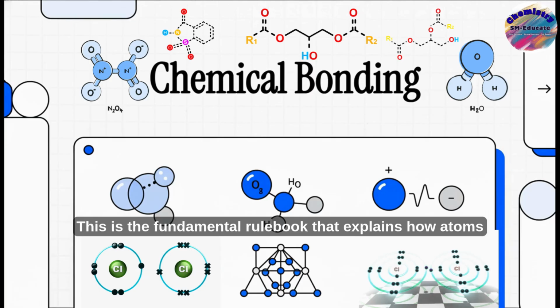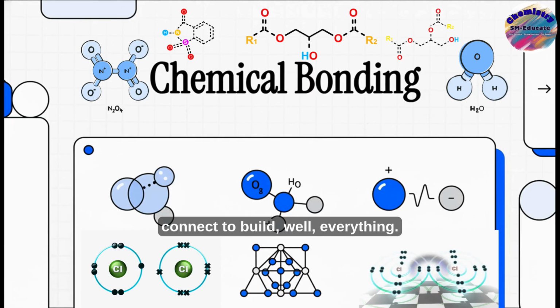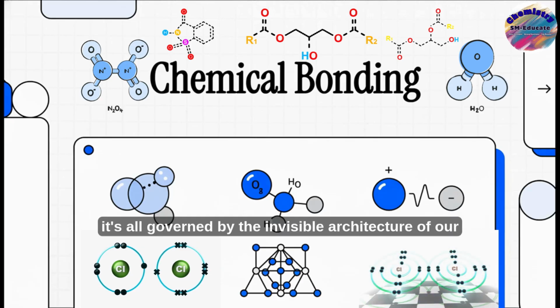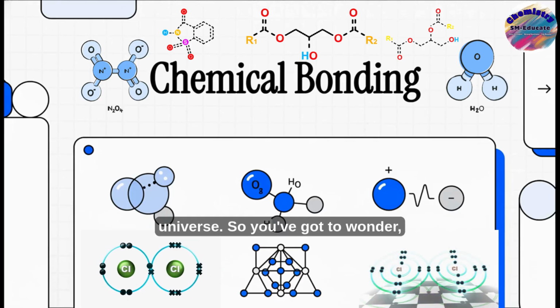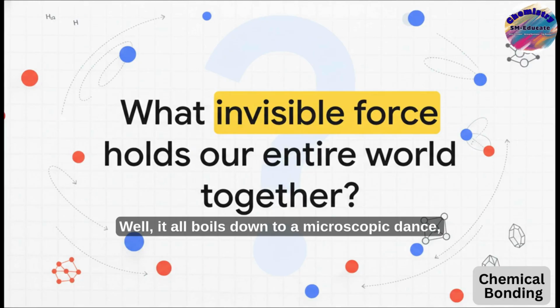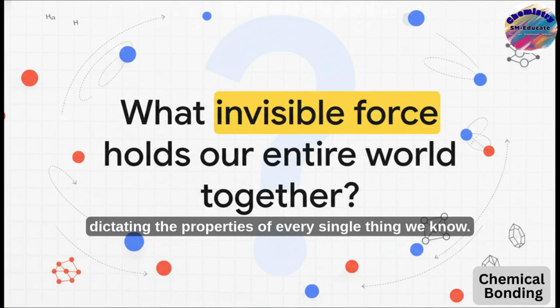This is the fundamental rulebook that explains how atoms connect to build, well, everything. From the air we breathe to the phone in your hand, it's all governed by the invisible architecture of our universe. So you've got to wonder, what is this invisible force really? How does it all work? Well, it all boils down to a microscopic dance, a push and pull of electrons that ends up dictating the properties of every single thing we know.